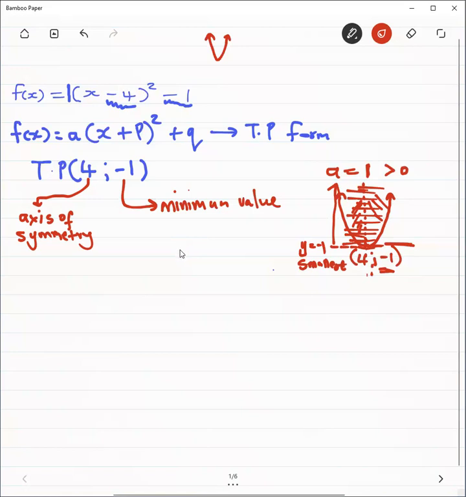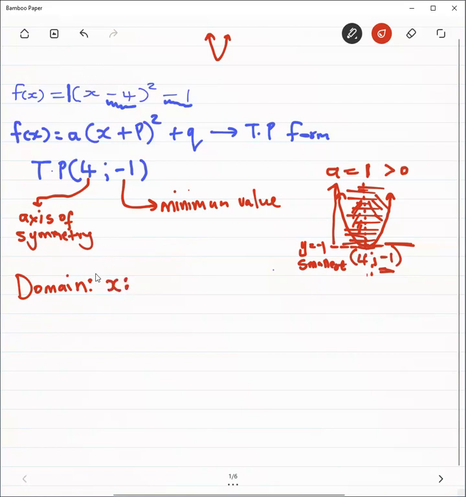Okay, perfect. Now, let's talk about the domain and the range. Let's start with the domain, which is the easiest. The domain, ladies and gents, is just asking you if you have restriction on the inputs. Do you have any restriction on the inputs or the x values? So domain refers to the inputs, which are the x values.